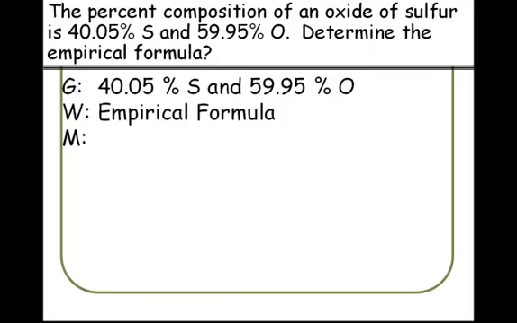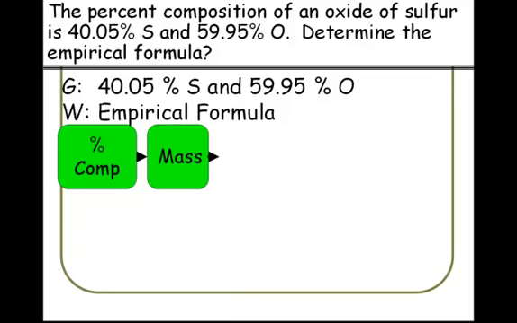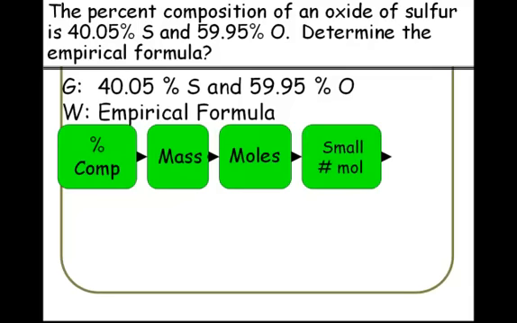For our map, we're going to start with our percent composition, and we're going to change our percent composition into mass. Once we've figured out the mass of our substances, we're going to convert that to the number of moles that are present. We can then divide by the smallest number of moles. And then finally, that ratio is going to help us to determine our empirical formula.